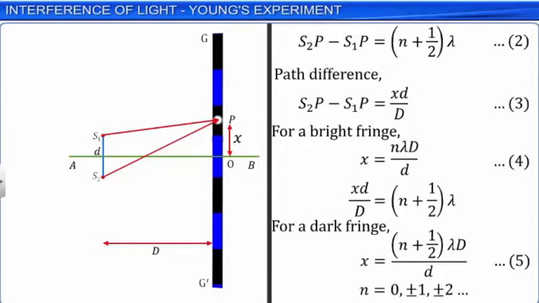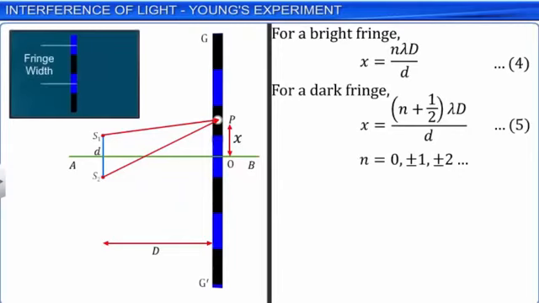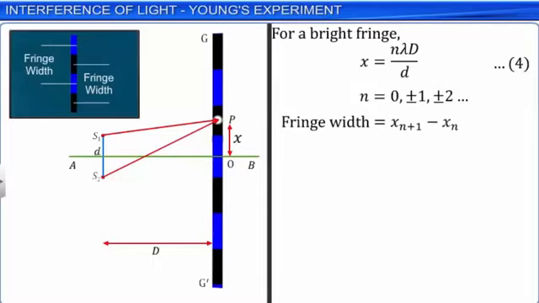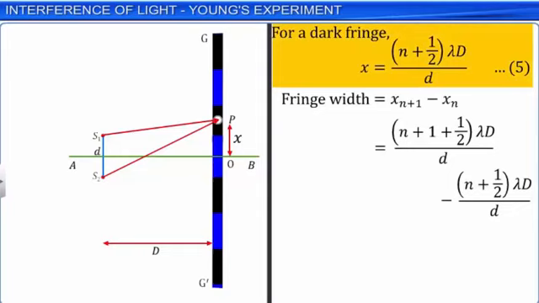The distance between the centers of consecutive bright fringes or consecutive dark fringes is called the fringe width. If xn and xn plus 1 are the distances of the nth and n plus 1th bright or dark fringes from the central bright fringe, then mathematically fringe width is equal to xn plus 1 minus xn. From equation 4, the fringe width for a bright fringe can be written as λD/d. From equation 5, the fringe width for a dark fringe can also be written as λD/d.